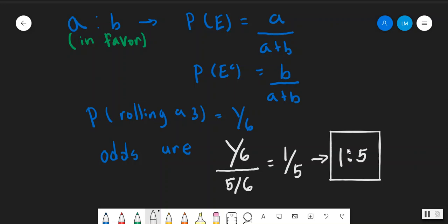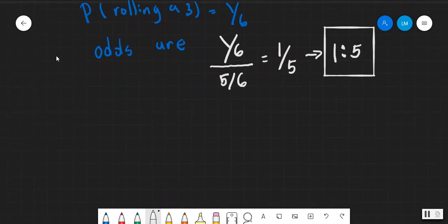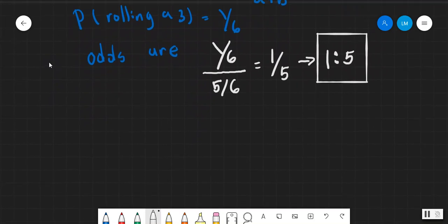I would recommend that you try different examples, like flipping a coin, or the odds in favor of a child being born as a boy or a girl. It's roughly the same thing.